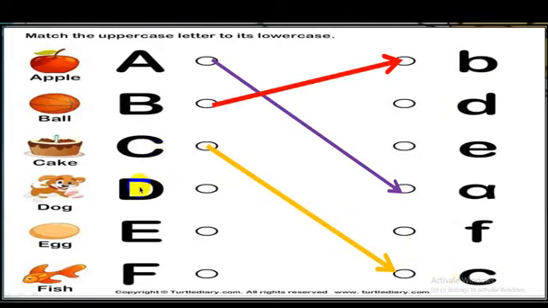D. This is the letter D. D for dog. Which of these is lowercase D? Which of these is the small letter D? Yes, excellent. This is the letter D, lowercase D. E. This is the letter E. E for egg. Which of these is lowercase E? Excellent. This is lowercase e.